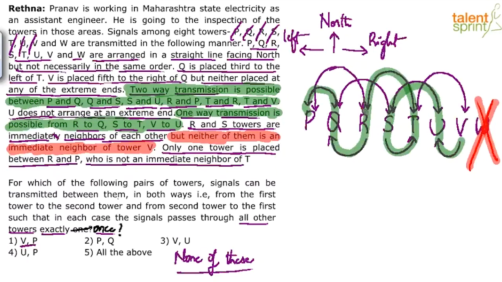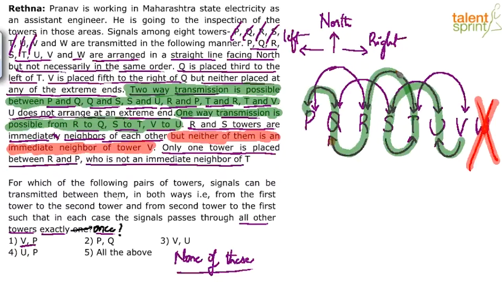P to R, R to Q, Q to S, no. So P to R, R to T. I cannot go to V because the moment I reach V, the signal is closed, right? So P to R, R to maybe T. No. P to R, R to Q, Q to S.